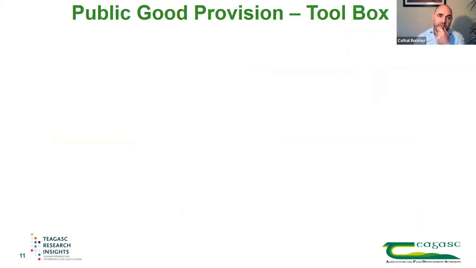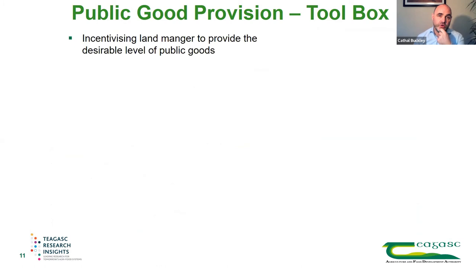So, if we do all those surveys, and we've done a lot of those, there's a lot of data out there that suggests that consumers and citizens want more public goods from agriculture than might be provided. So how do we incentivize land managers to provide a desirable level of good? What's the hook, essentially?